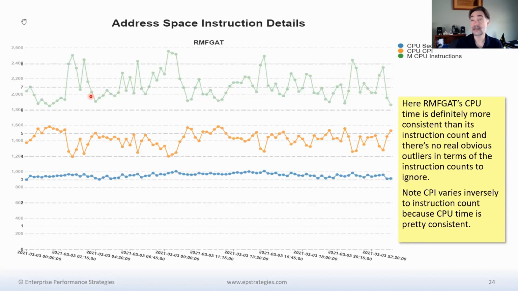Yeah, and in this case too, the other point was that if you're trying to ignore the outliers, where are the outliers, right? If this spiked up to, you know, twice as much or something, you might say, oh, well, that's an obvious outlier. But in this case, I don't know that there are necessarily obvious outliers.